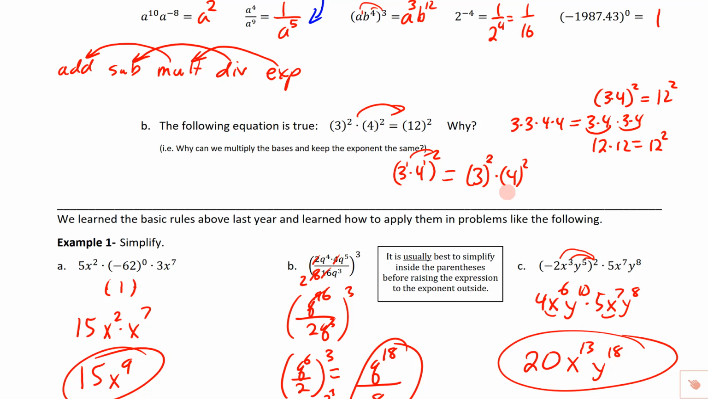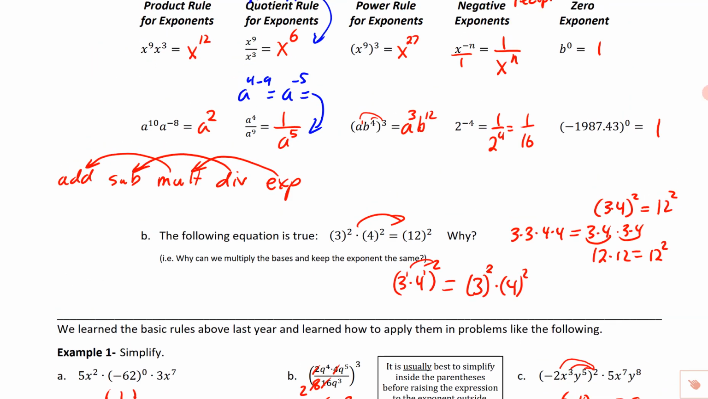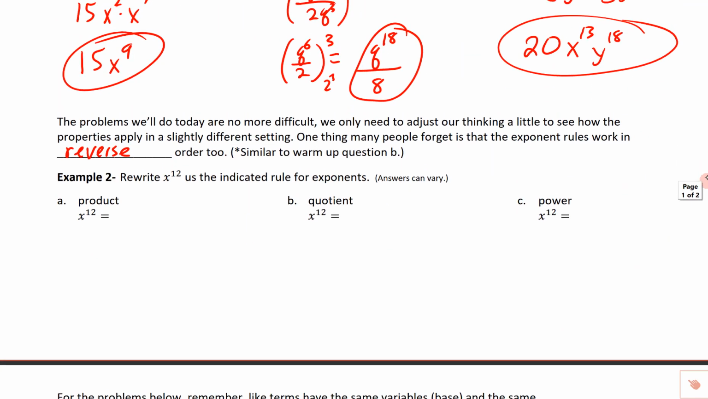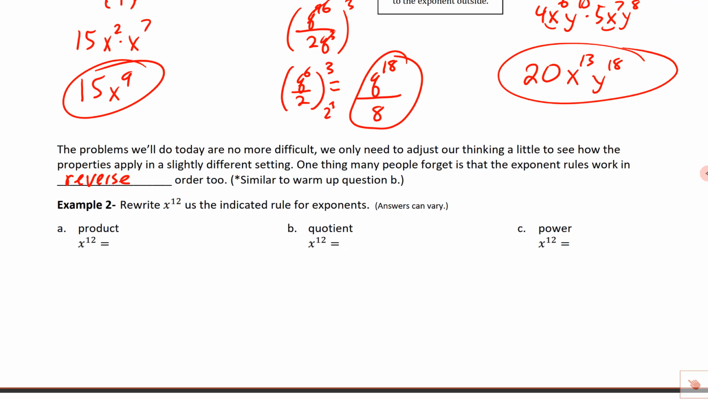Okay, so don't forget that all of these properties and all of these rules that we work with exponents, they work in reverse as well. So we'll slide down here to the bottom and let's take a look at this. It says rewrite x to the 12th using the indicated rule for exponents, and there are lots of different answers that you could get here.